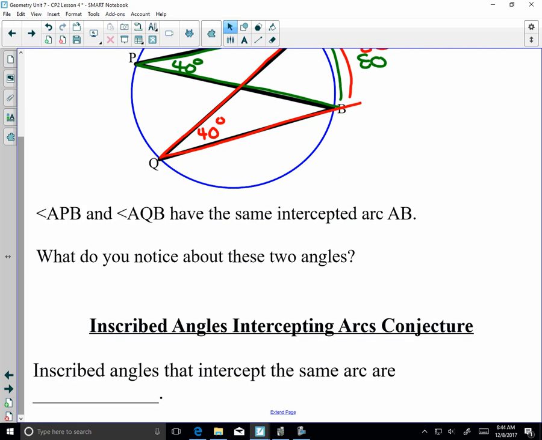Okay, and that's our inscribed angles intercepting arcs conjecture. That's a mouthful right there. Inscribed angles intercepting arcs conjecture: inscribed angles that intercept the same arcs are congruent, or have the same measure.